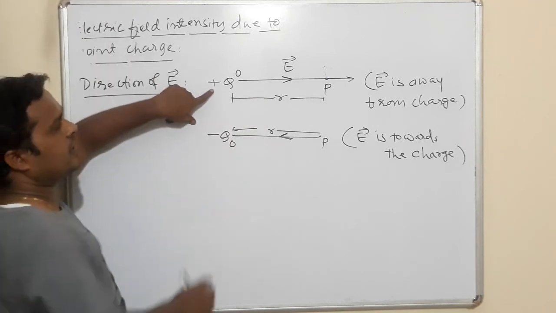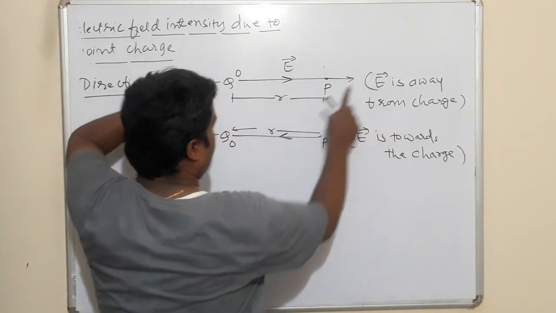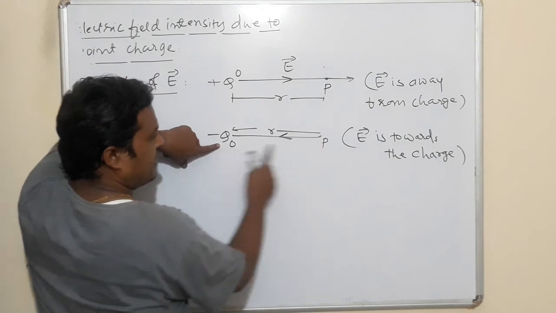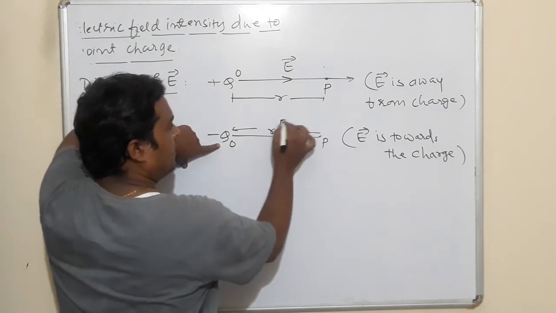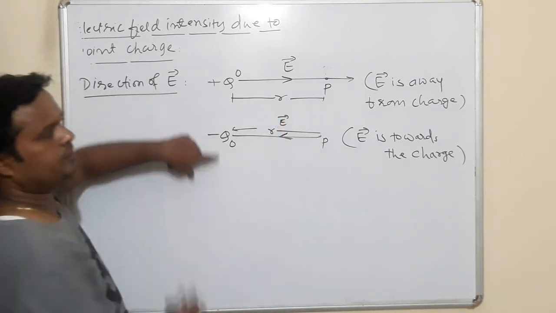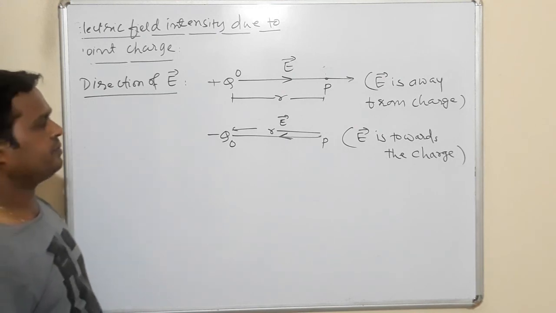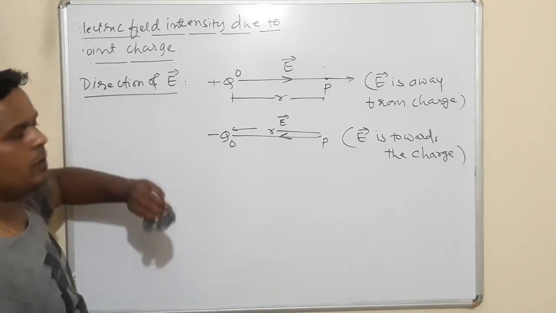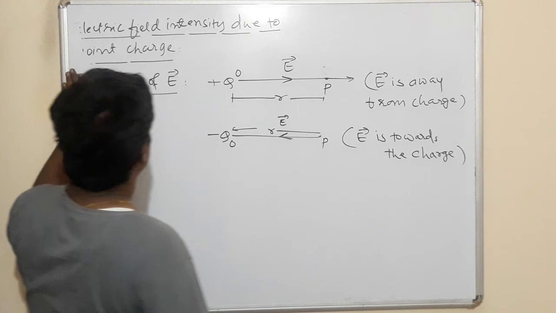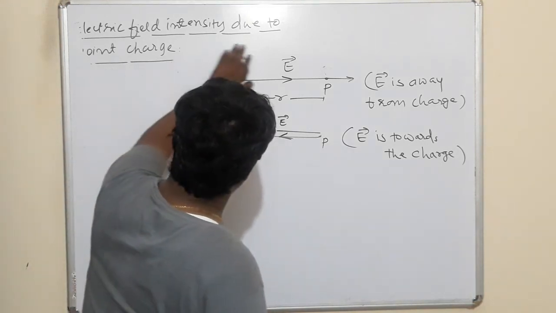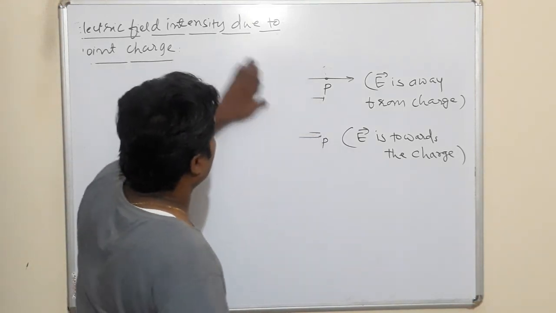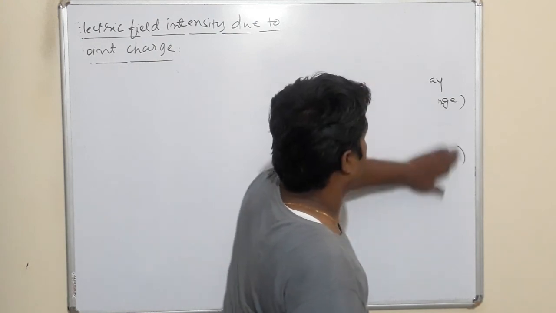Whenever it is plus charge, take the direction away from the charge. Whenever it is minus charge, take the direction of the field towards the charge, like this. Okay, this is about the direction of the field. If we have a system of charges, then how will you calculate the electric field strength?